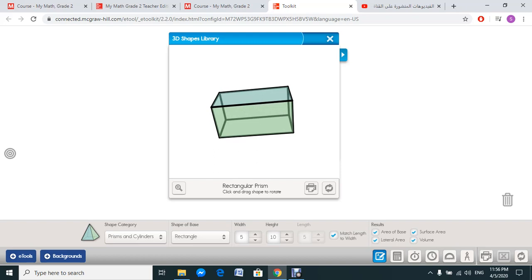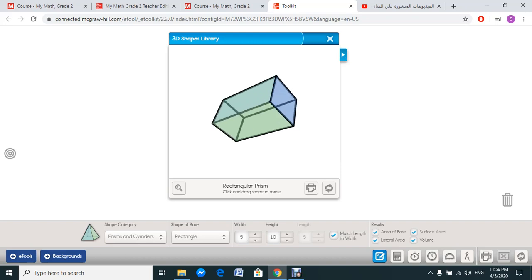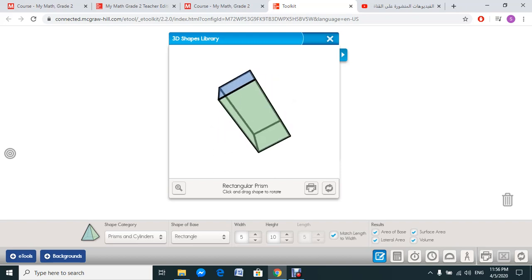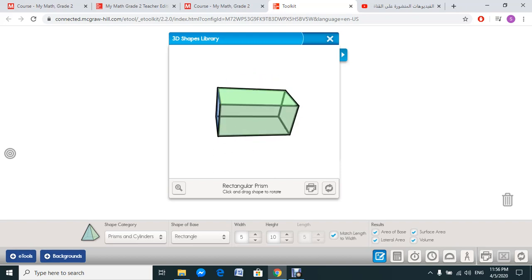So as you see, count the faces. 1, 2, 3, 4 back. Up and down 2, that makes 6 faces. Count edges. 1, 2, 3, 4, 5, 6, 7, 8, 9, 10, 11, 12. So 12 edges. How many vertices? 1, 2, 3, 4, 5, 6, 7, 8. So the cube and the rectangular prism have the same number of faces, sorry, the same number of edges and the same number of vertices.